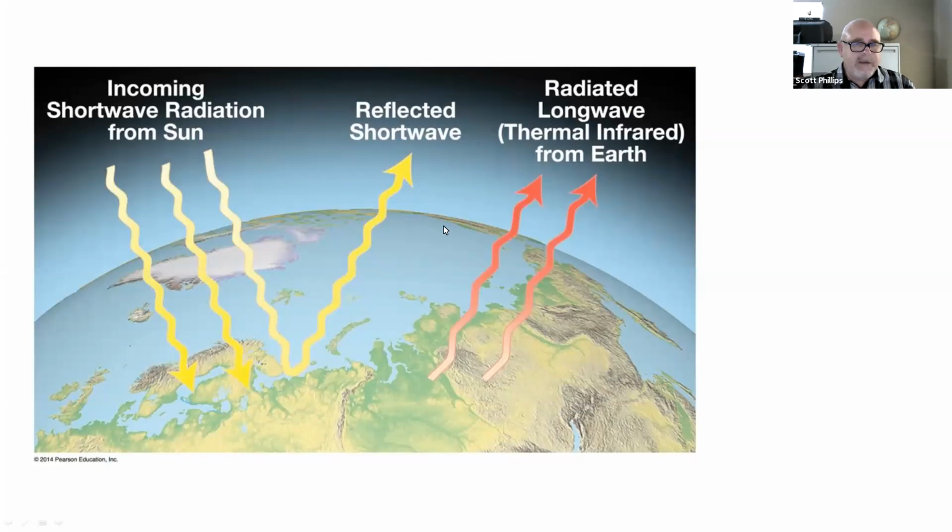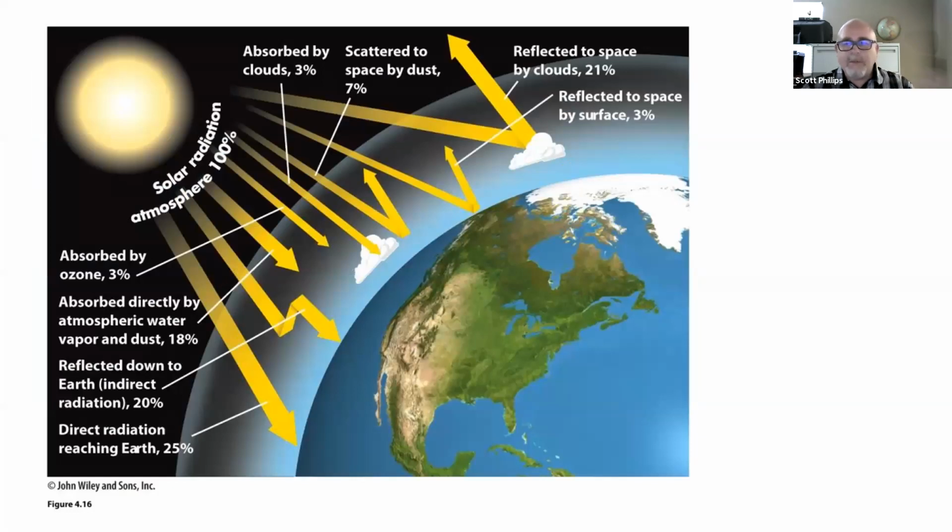So while we have incoming shortwave radiation from the sun and outgoing long wave, as we've mentioned, there are also interactions with this energy from the sun, where a portion of it is reflected back out into space without warming the Earth, kind of like when it strikes the snow. In fact, there's a much more complicated pattern that we won't go into full detail on, but a lot of things happen to the sun's energy as it's making its way through the atmosphere and striking the surface. Some of it's absorbed by clouds, some of it is scattered by dust, some of it is reflected by clouds, and some of it is reflected by land surfaces.